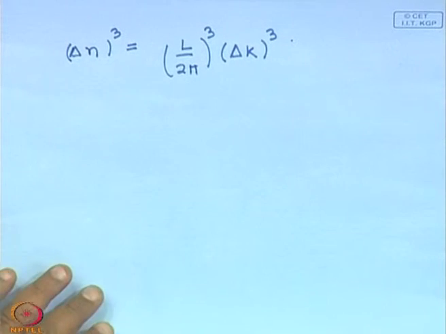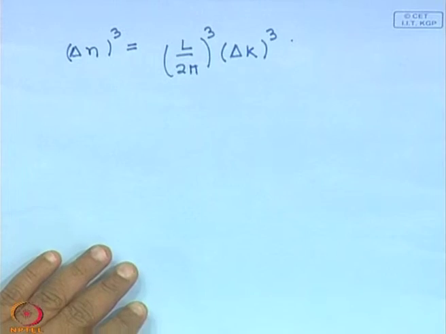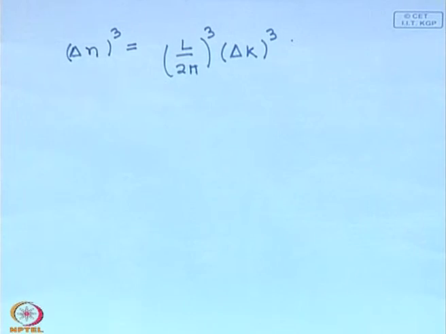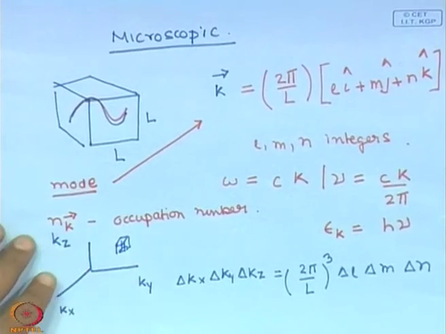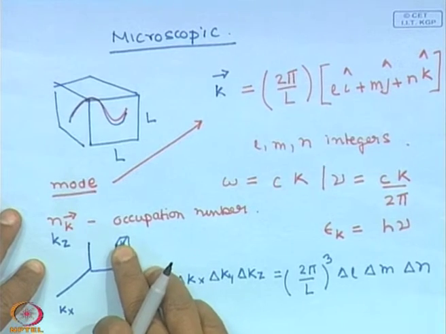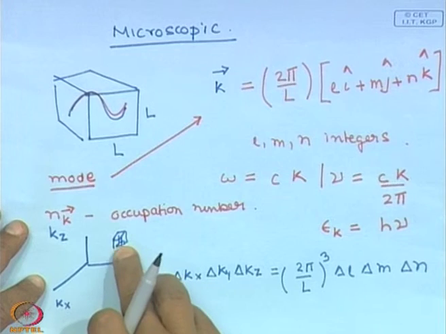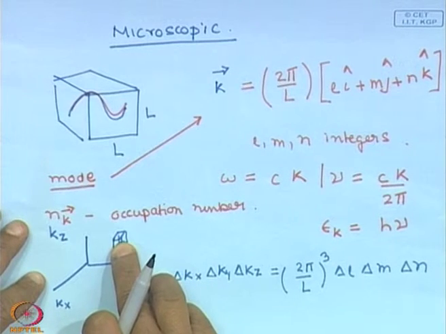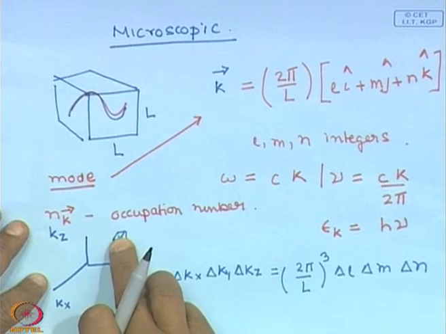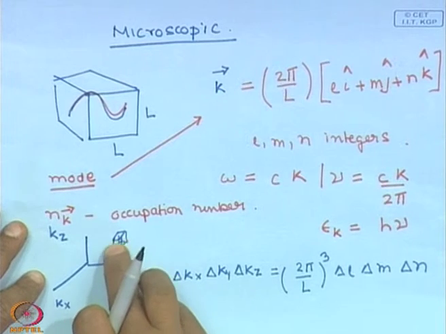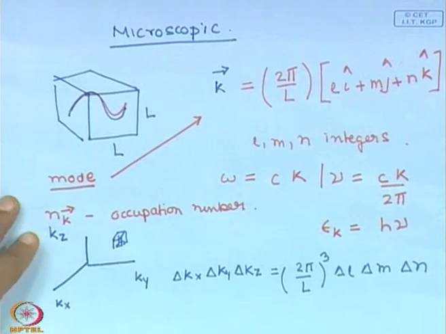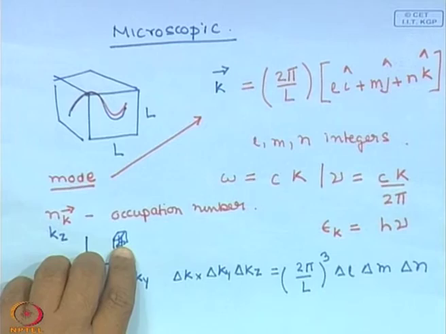Now, I want to calculate the number of photons. So, I would like to calculate the number of photons in this range of delta k. How many photons are there in this range of delta k?